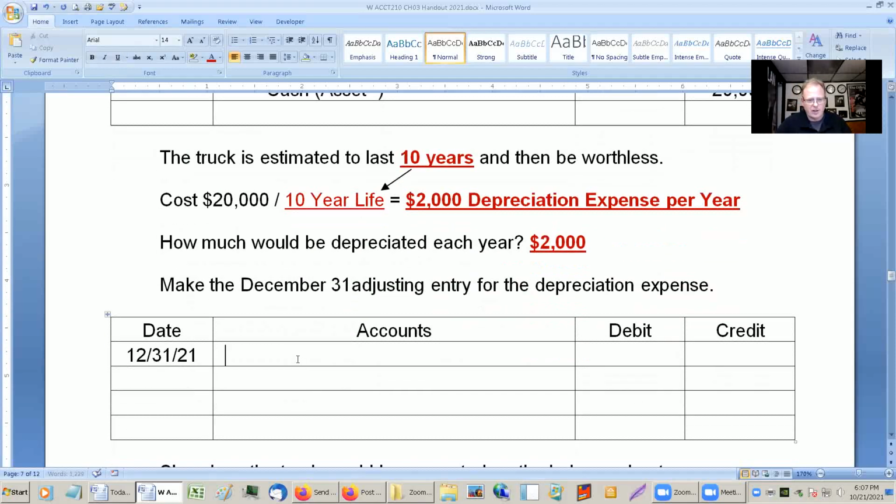Now, making the journal entry. Depreciation expense and accumulated depreciation.